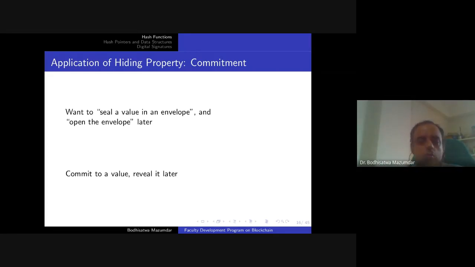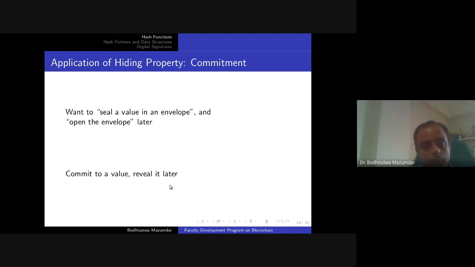In our future lectures, we'll see what is meant by a commitment of a transaction. Once a transaction has been performed, it is kept in an envelope, and at a certain later point of time, that envelope is opened and that value is seen. So you commit to a value now, but reveal that value at a later point of time.